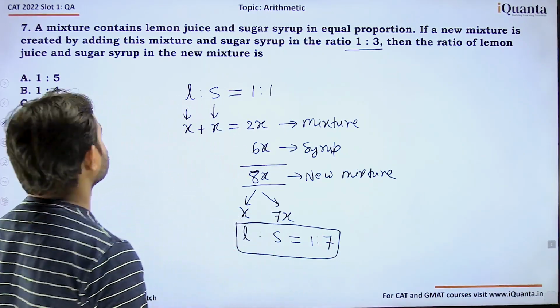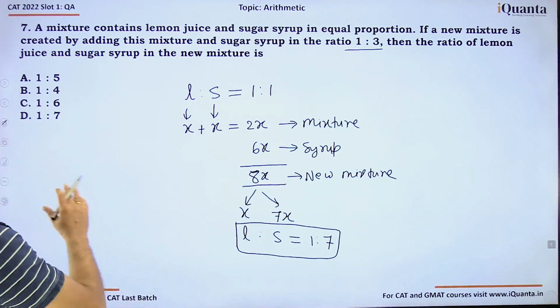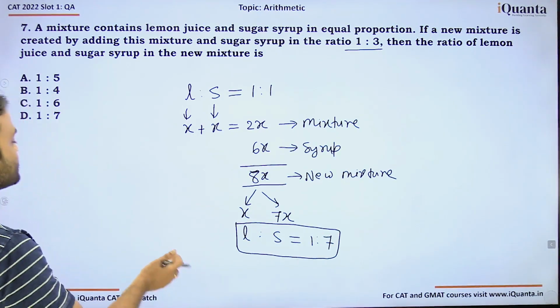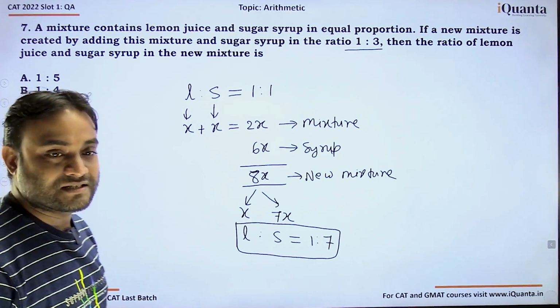This is what has been asked in the question. Then the ratio of lemon juice and sugar syrup in the new mixture is 1 is to 7. Option D is correct.